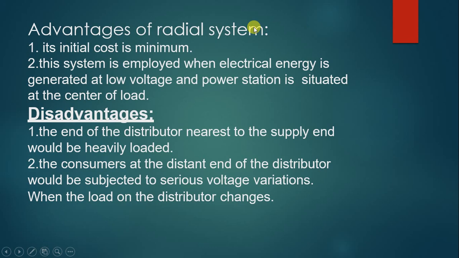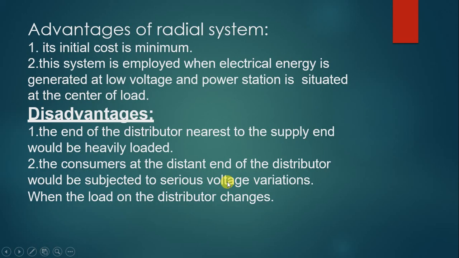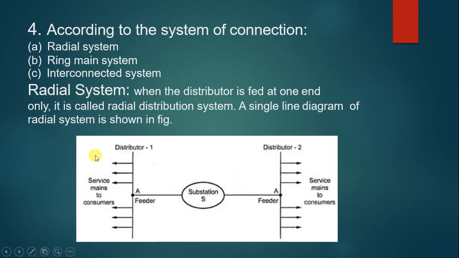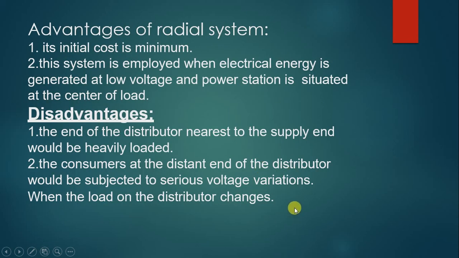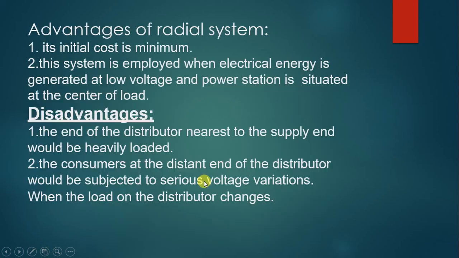The biggest disadvantage is that if there is no proper distributor, it will be heavily loaded, because the distribution stations are more here. The customers at the distant end of the distributor will be subjected to serious voltage variations. That is the reason in villages you have a low voltage problem, because one substation will be providing for 2 to 3 villages. It will be good if there is a local production station. If not, then these are the disadvantages.